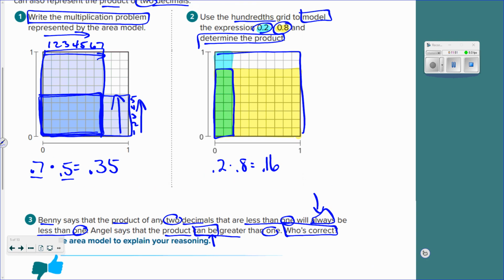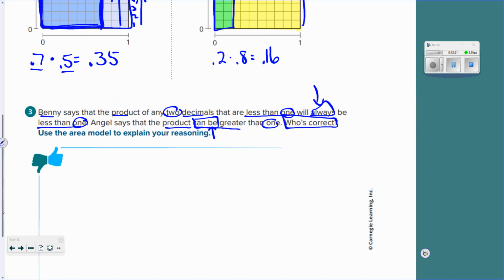Is there any way I could have a number that doesn't reach the top here? And Isaiah, you said add. And that's the key. Are we adding? No, we are multiplying. So if we were adding, Isaiah would be correct. But because we are multiplying, there is no way I can get a number less than this and a number less than this and find something that's going to be bigger than it. Can't happen. So in this case, Benny is correct.